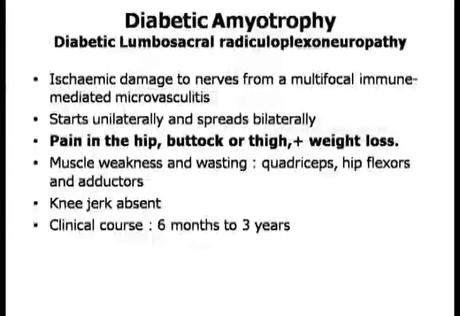There is significant muscle wasting. It may be asymmetric to start with. Knee jerk is absent, there are no upper motor neuron signs, there's usually no bladder or bowel involvement, and the clinical course is 3 months, 6 months to 3 years.